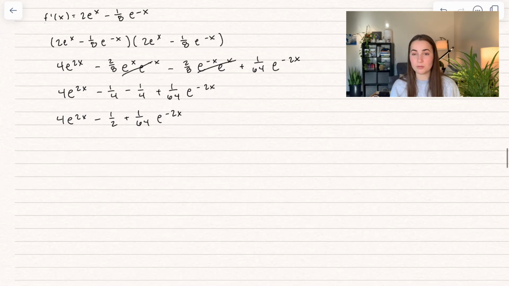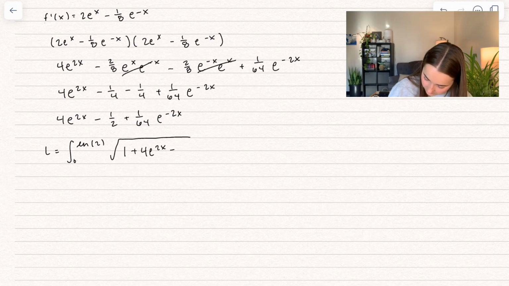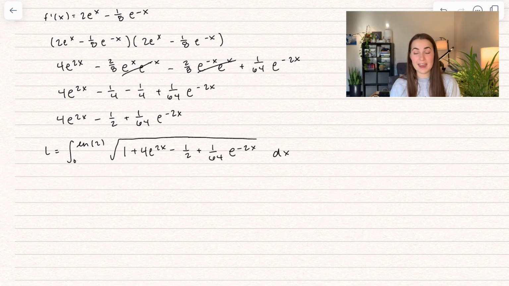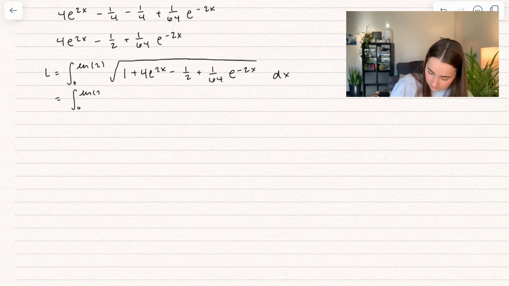If you want to simplify it within the integral, that's also totally fine. So here we have the integral between 0 and the natural log of 2. And then we have 1 plus that whole thing. So 4, got a fatty. So let's go ahead and simplify this. We can add that 1 and -1/2.